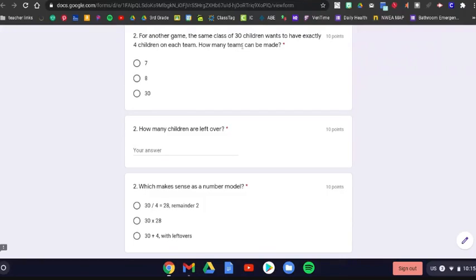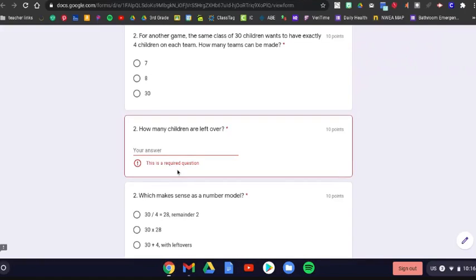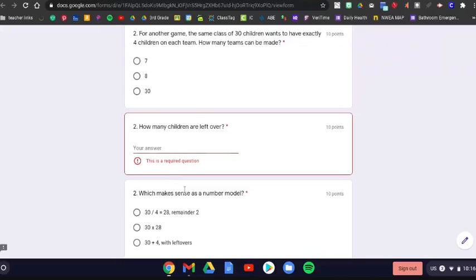How many teams can be made? So there are your 3 answer choices to choose from. Then it wants to know if there are any students left over, and if yes, put the number. If no, put a 0. And then which one of these makes sense as the number model?